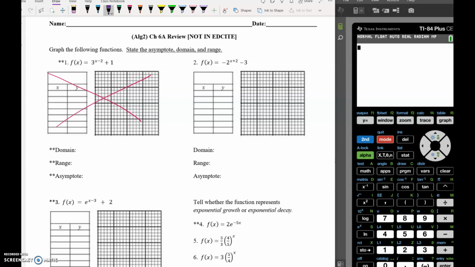And here's how EdSite will look. For the domain, there will just be a field that you need to fill in. For the range, it will say y and then a blank. And for the asymptote, y equals and then a blank. The domain is all real numbers, so you're just going to type in a capital R for domain. So I want you to note somewhere in your notes or on your review that capital R means all real numbers for the test.